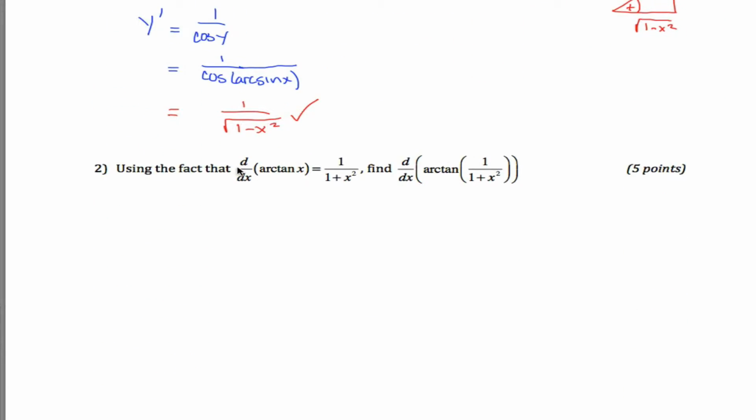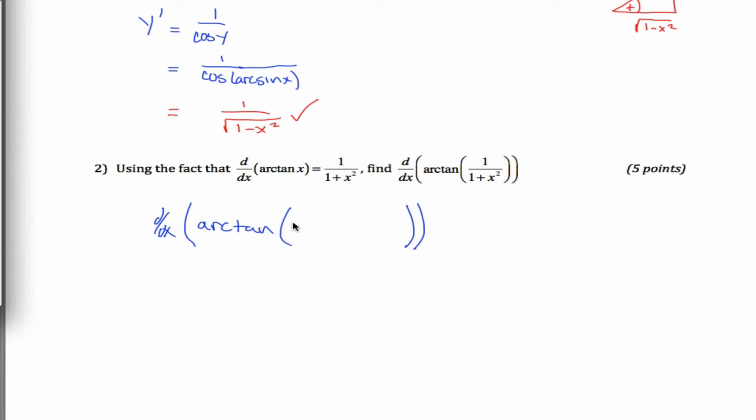All right, moving on. Using the fact that the derivative of arctangent of x is this, find this derivative. The easiest way to do this is to rewrite the problem. So really what we're trying to figure out is the derivative of something. And that something is the arctangent of something else. Well, what else? Well, 1 over 1 plus x squared.